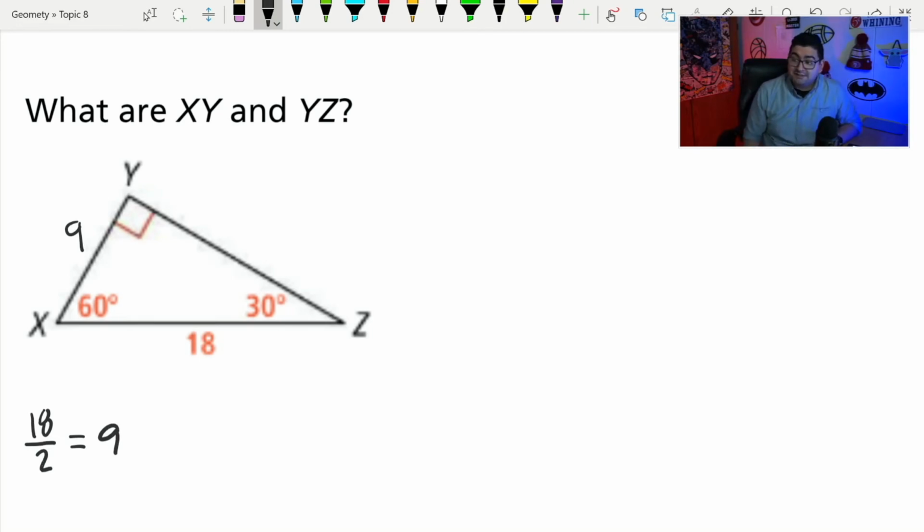So I know that XY for this problem is 9. The way I find YZ is I have to remember that the long leg is the same as the short leg, but we multiply it by the square root of 3. So it's just 9 times the square root of 3, which is 9 square root 3. And there I have solved for the 2 missing sides of this right triangle.